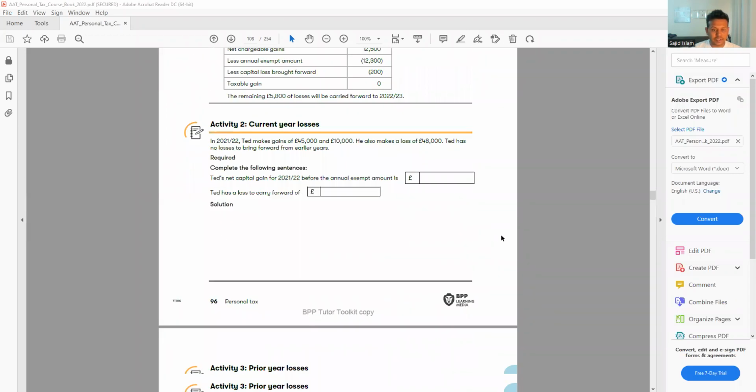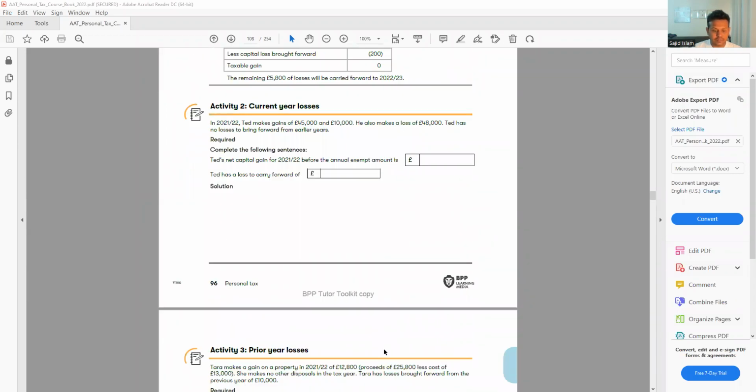I have some example here. Let's try this one, activity 2. So 2021-22, Ted making gain 45,000. So this one is a direct gain. It's not that we are doing enhancement, improvement, this and that. So they give us a gain straightforward. So we start from the gain. So 45 and 10. So there are 2 gains.